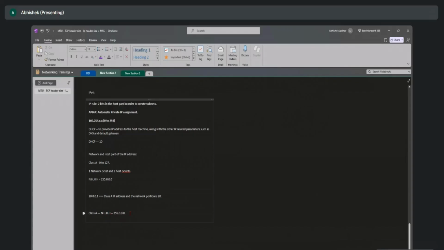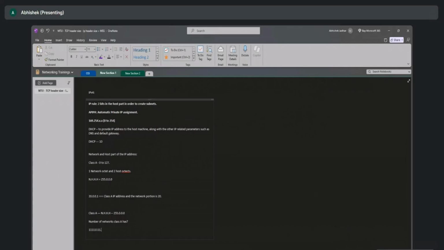Right? Now we will come to the point of how many networks class A has. So I earlier told you that each octet of an IP address has 8 bits, right? So let's assume 1, 2, 3, 4, 5, 6, 7, 8, dot.